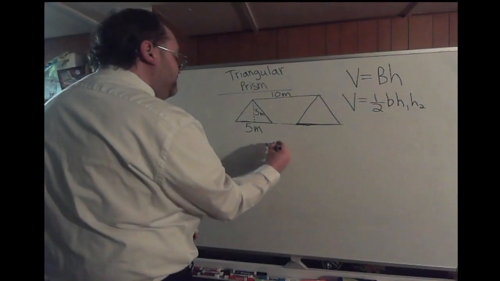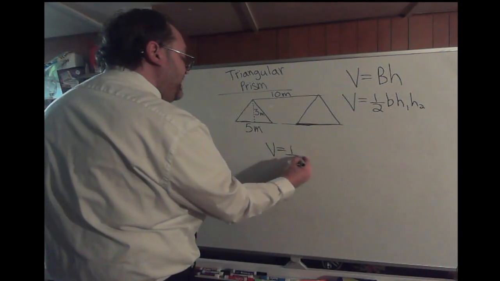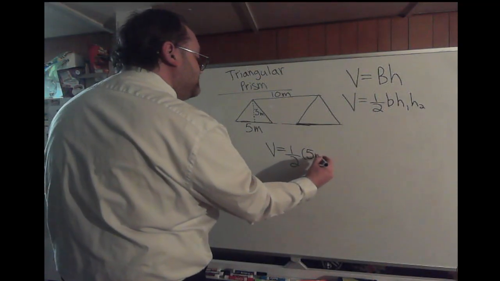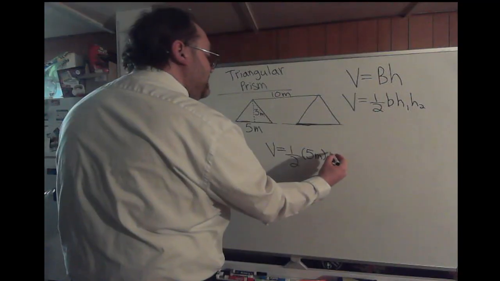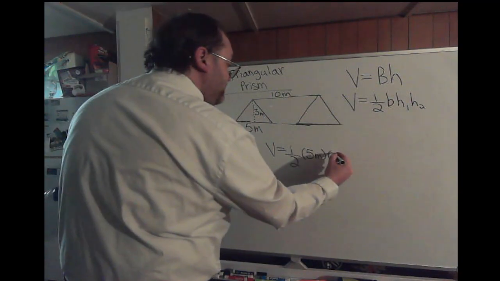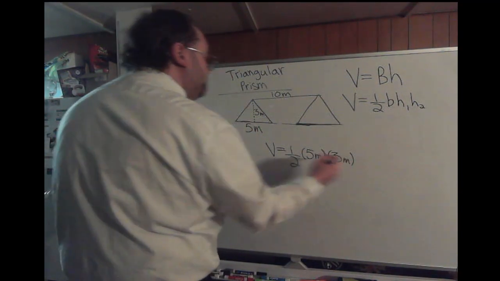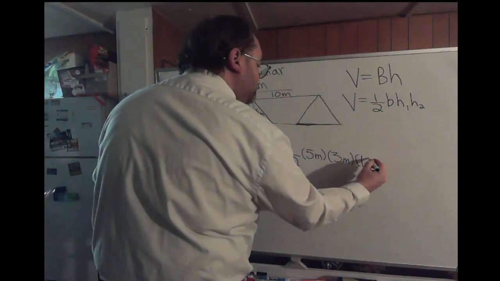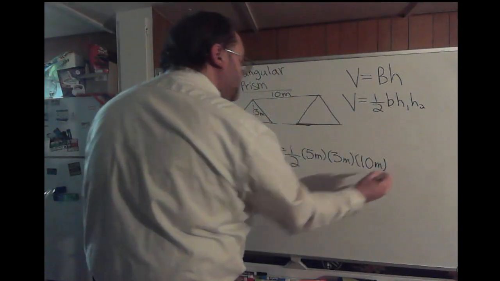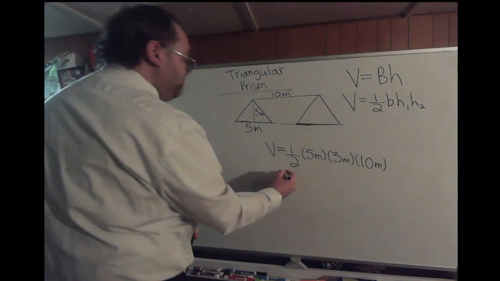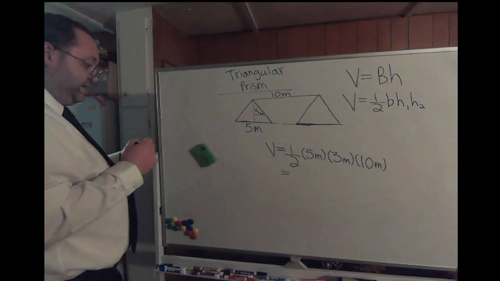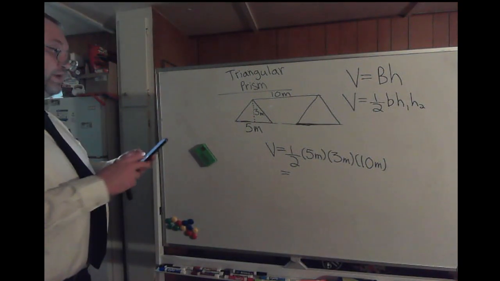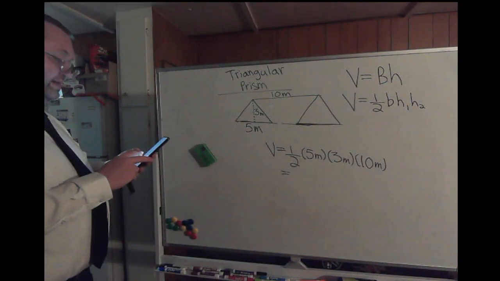If you want to find the volume of that triangular prism, you're going to take half of the base, which would be 5 meters, times the first height, which would be 3 meters, which would be the height of just the triangular base, times the height of the whole prism, which would be 10 meters. Well, now it's just a simple multiplication problem. We go from left to right. You're going to have 1/2 times 5 times 3 times 10.